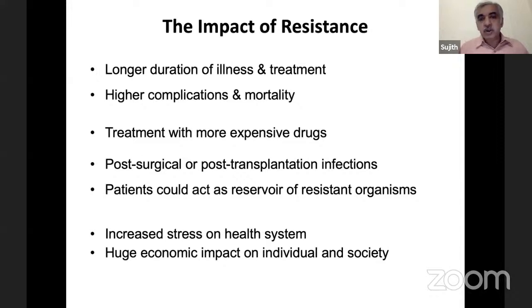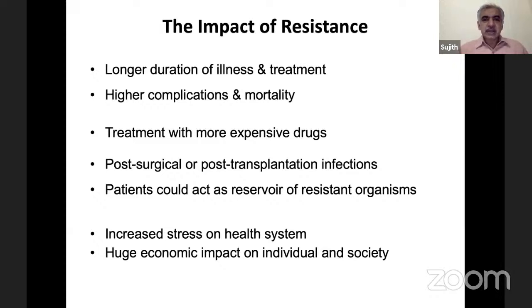If, for example, cotrimoxazole was working for most bugs or bacteria, we could probably do a course for a very limited amount of money. But now we're ending up having to pay so much more because cotrimoxazole is just not working.